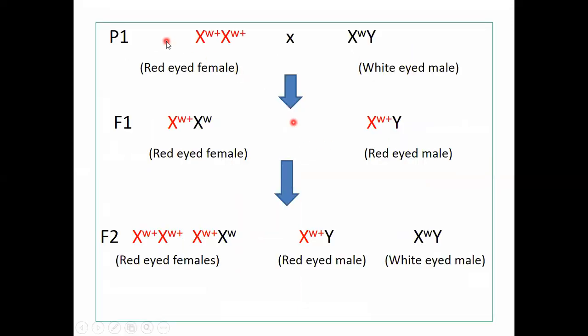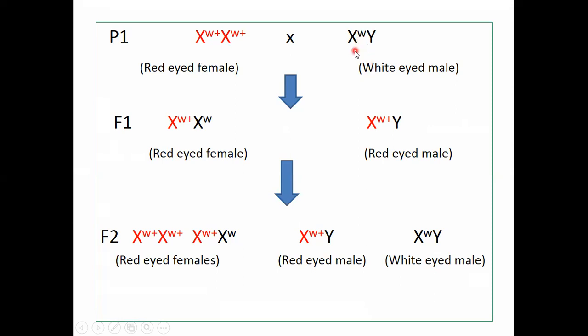So here are the genotypes of the first cross, female and male. You can see here the parents: a red-eyed female, and on both of her X chromosomes, the W plus allele is present, and the W plus allele represents the red phenotype. While the male is a white-eyed male. So on the single X chromosome of the male, the W allele is present, and the W allele represents the white phenotype.